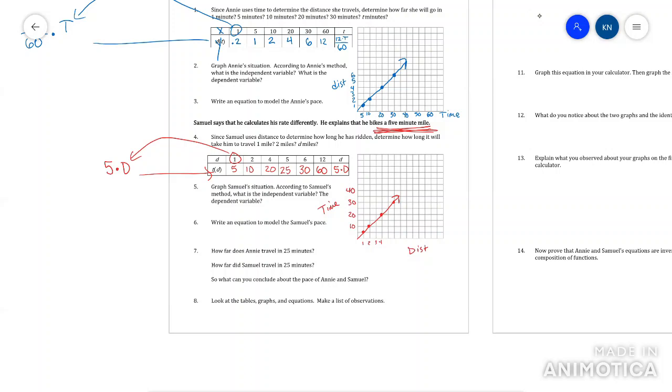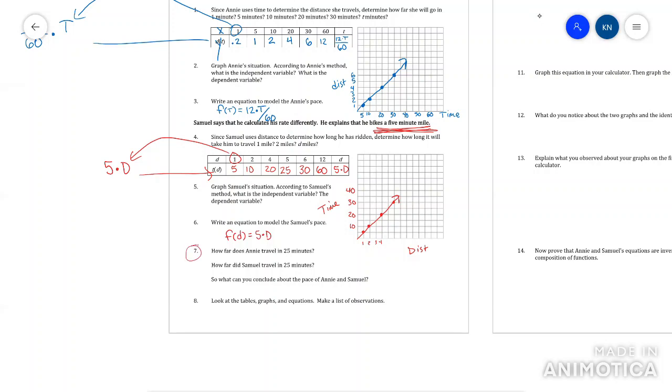Now, they want you to write equations for this. Well, that is the equation, 5 times d, or in the first one, it's just 12t over 60. So f of time is 12 times time divided by 60. There's your first equation. And then this one, function of distance, is just 5 times your distance, like that. Okay, so that's going to help you answer these questions.